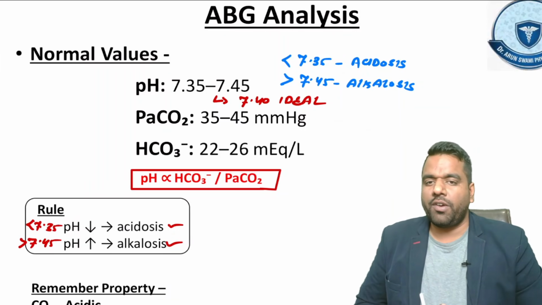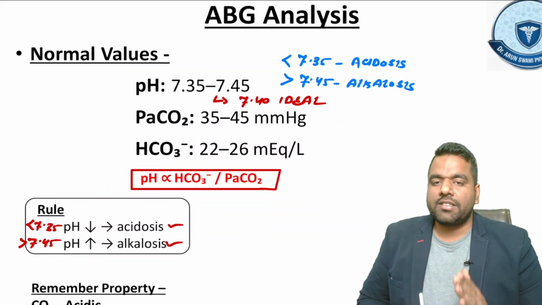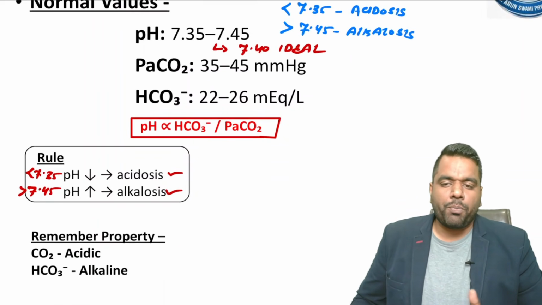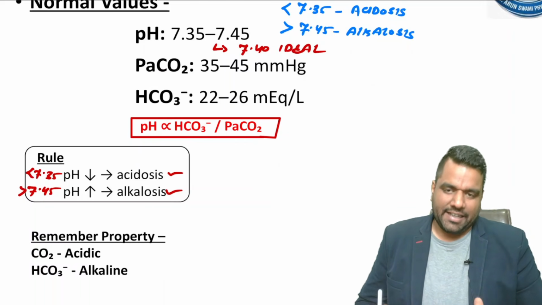One more time, please look over here. pH is 7.35 to 7.45. CO2 is 35 to 45. Bicarbonate is 22 to 26. The property of CO2 is acidic. The property of bicarbonate is always alkaline.